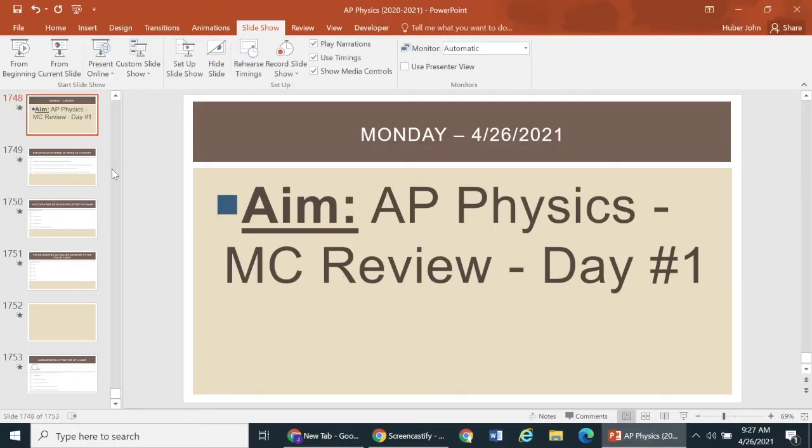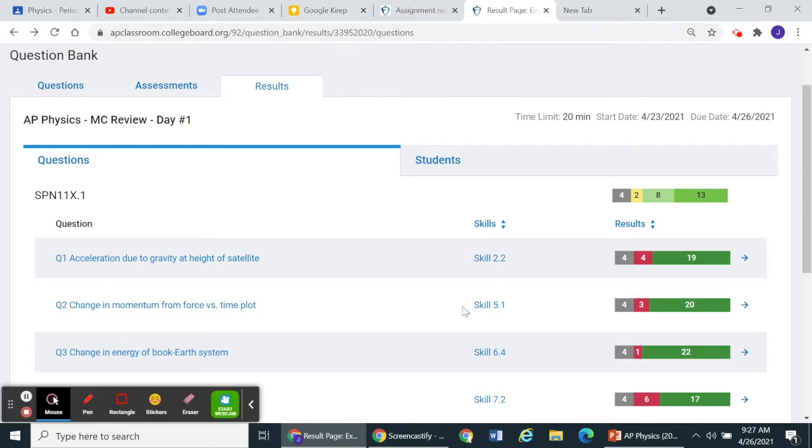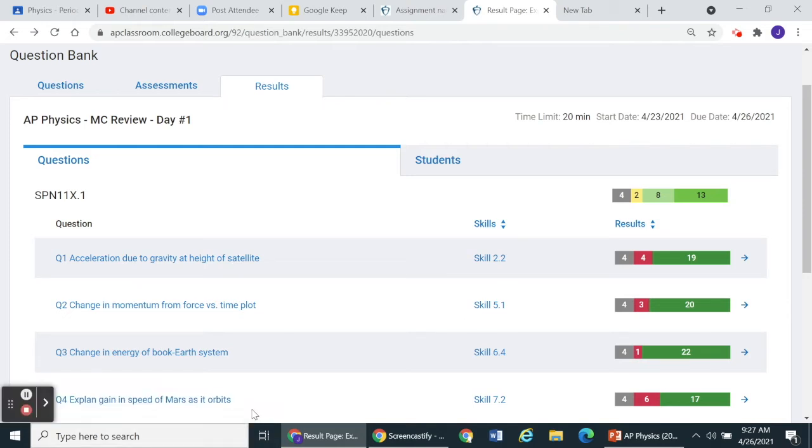Now, the good news is that the average on this assignment was 5 out of 8 questions correct. For the purposes of the AP exam, considering that's about 62.5% correct, that's about a 4, which is pretty good for the AP test for sure.